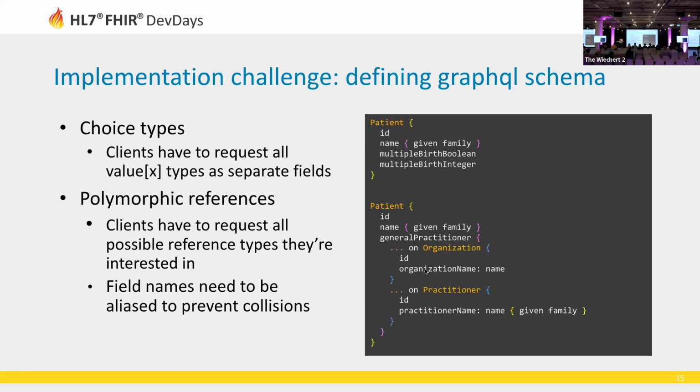And finally, there are these cases where the different types have the same field name. So for example, organization has a name, and practitioner has a name. But on the organization, the name is a string. And on practitioner, the name is a human name, which is a struct.